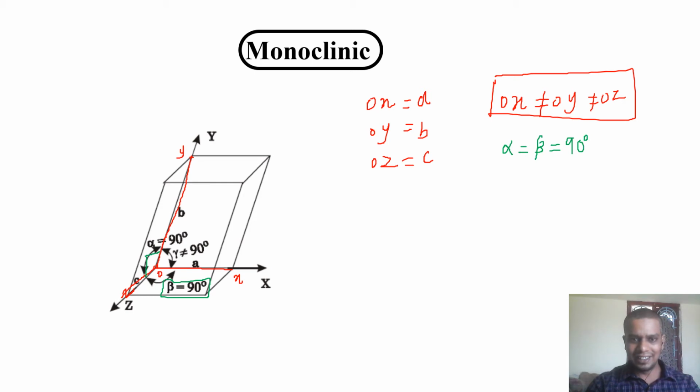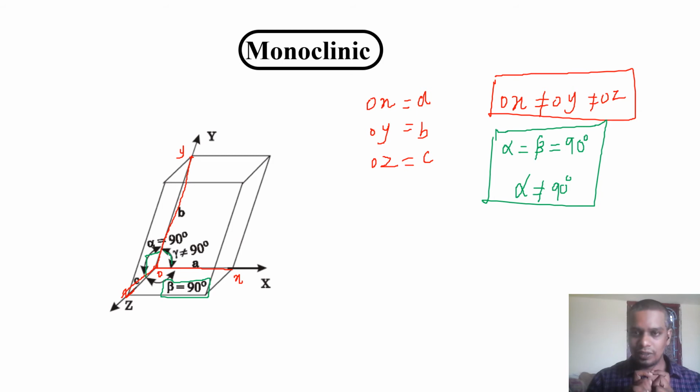But if you are asking about the third angle, gamma, the angle between X and Y, here it is defined as gamma, and gamma is not equal to 90. It is less than 90 if you look at it, because it is an acute angle, not an obtuse angle. The third interfacial angle is not equal to 90. So you can define this kind of crystal system as monoclinic. It has to satisfy this six parameter condition.